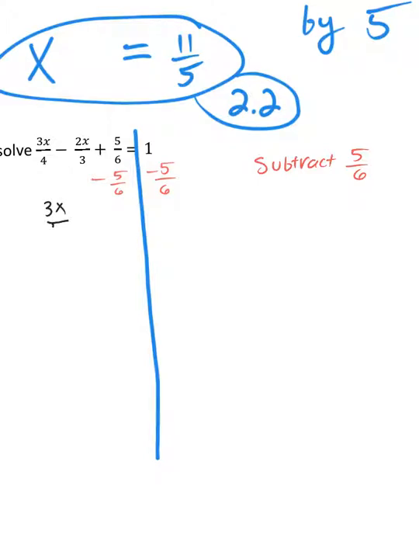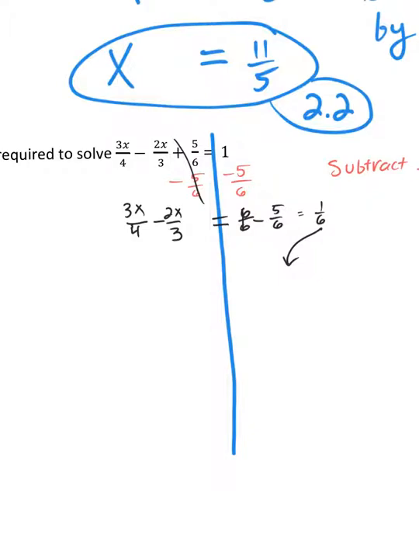Everything else just copies down. 3x divided by 4 minus 2x divided by 3, this canceled out, equals 1 minus 5/6. Oh, well, 1 is a funny version of 6/6, so I just converted that 1 into a fraction. 6/6 is also 1. 6 minus 5 is 1/6. Okay, so now from here on, we're going to use 1/6 moving forward. So 3/4 x minus 2/3 x, or 2x over 3.